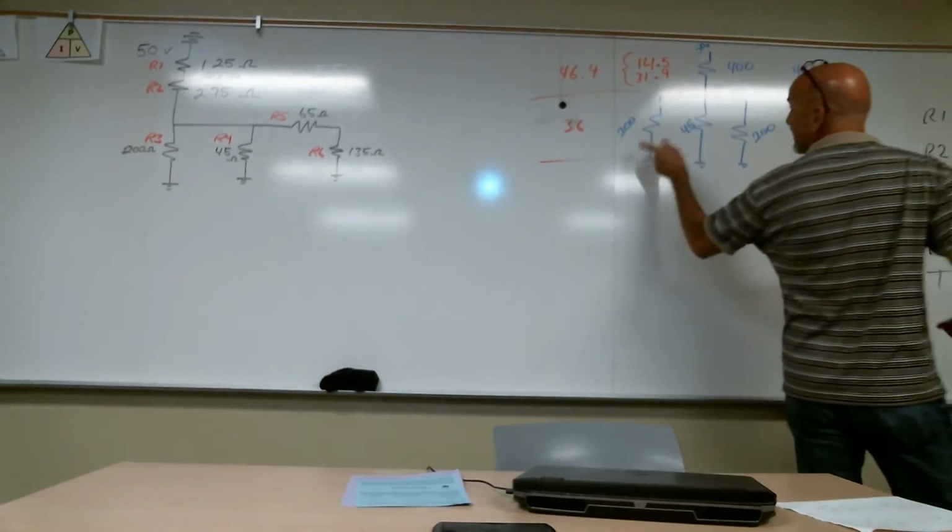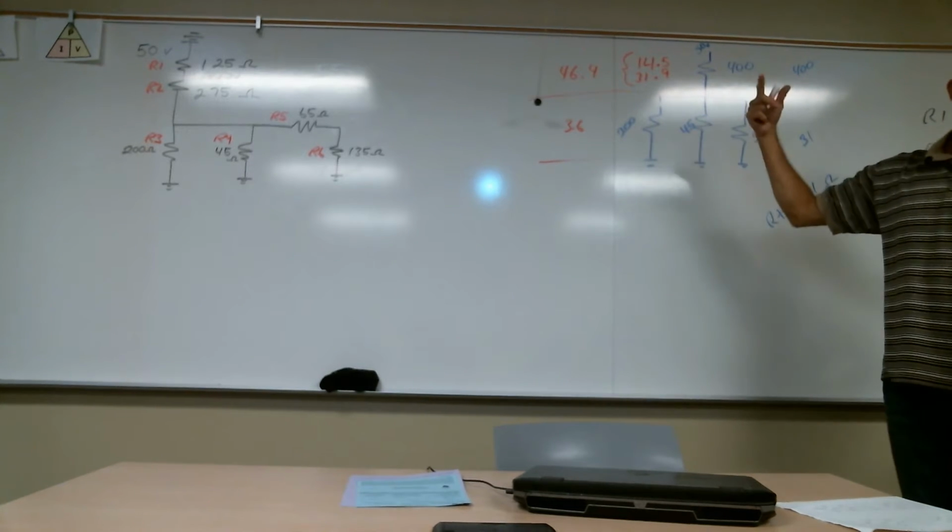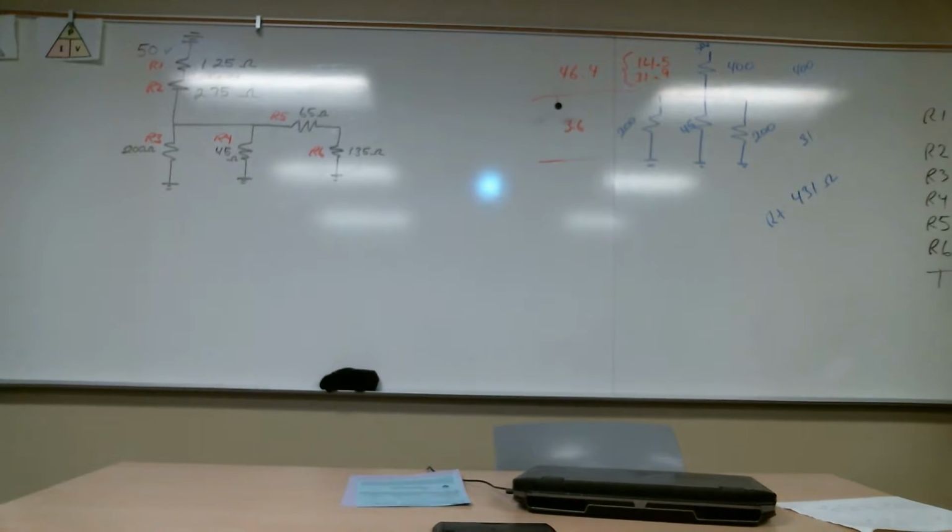R3 and R4 are by themselves, so they're going to see that whole drop, right? So my voltage drop for R3 and R4 is going to be 3.6 each. These are 14.5, 31.9.